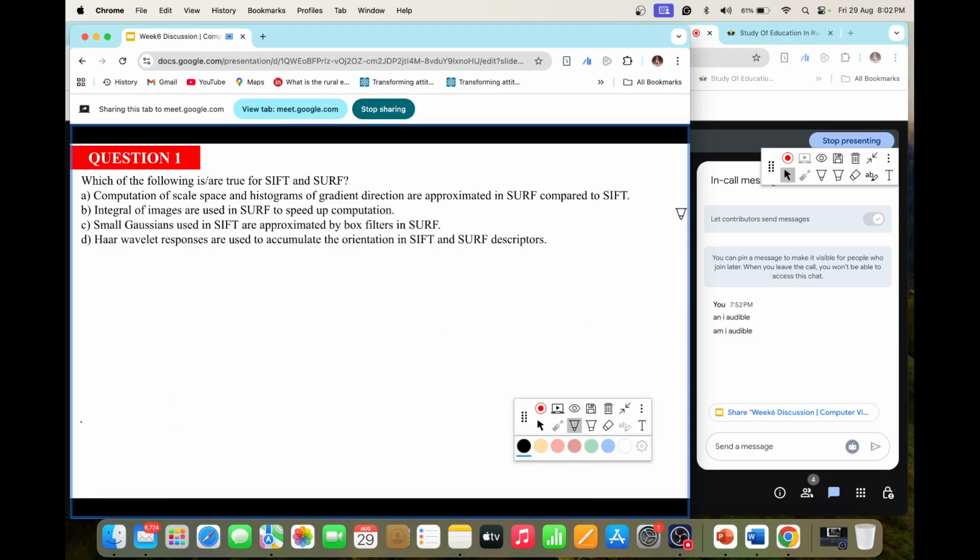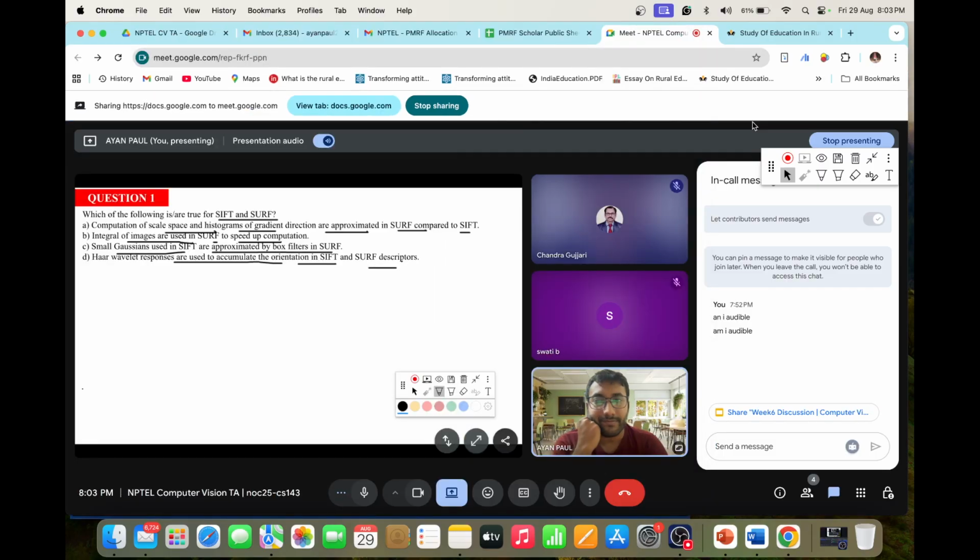Now we will quickly move on to the questions. This is our first question. Which of the following is true for SIFT and SURF? A. Computation of scale space and histogram of gradient directions are approximated in SURF compared to SIFT. B. Integral images are used in SURF to speed up computation. C. Small Gaussians used in SIFT are approximated by box filters in SURF. D. Haar wavelet responses are used to accumulate the orientation in SIFT and SURF descriptors. Any guesses for this?